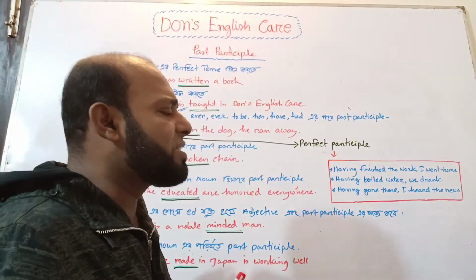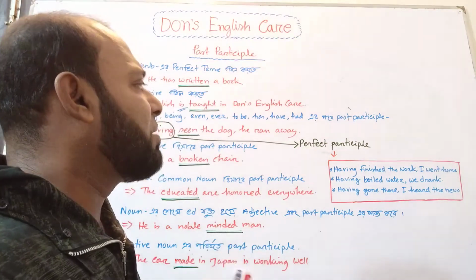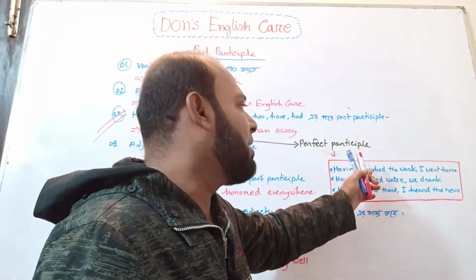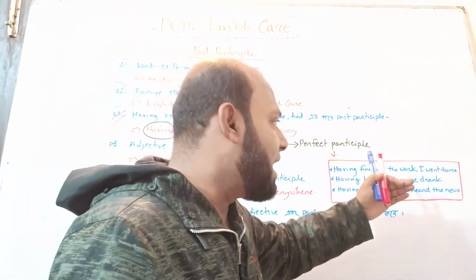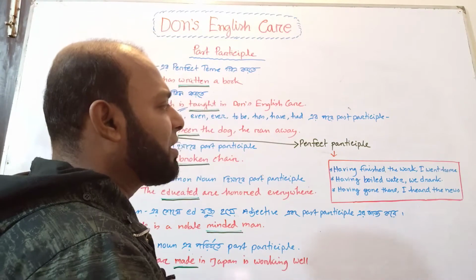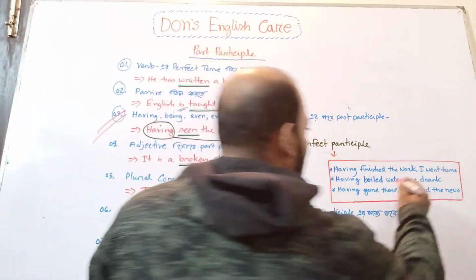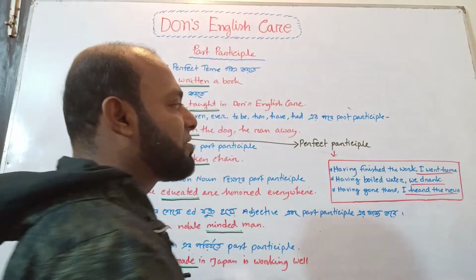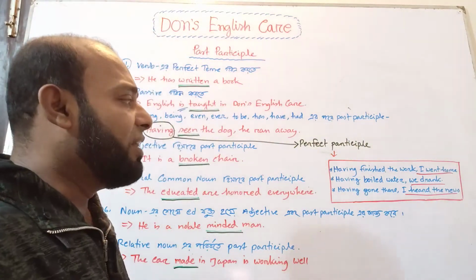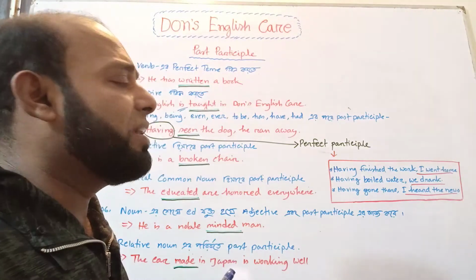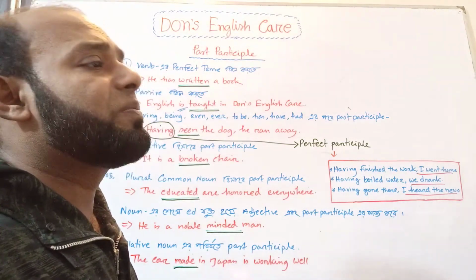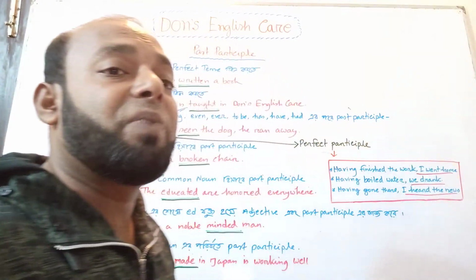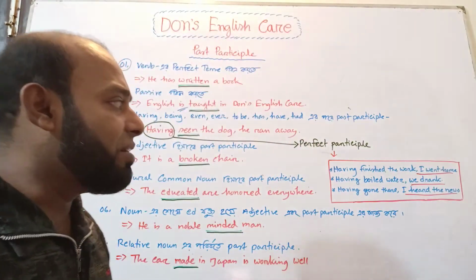But there are some differences in the uses of past participle and perfect participle. After having, we see verb 3, but after the comma, we see only past indefinite tense. The whole sentence is past indefinite tense. So after having, if we see a verb 3, we can call it a perfect participle, and what comes after the comma is the past tense. I think you have got my lesson.